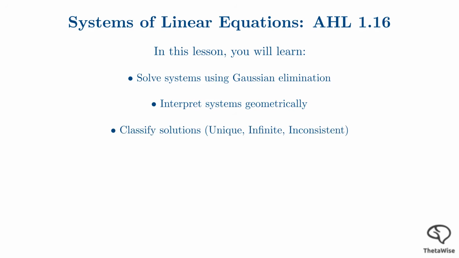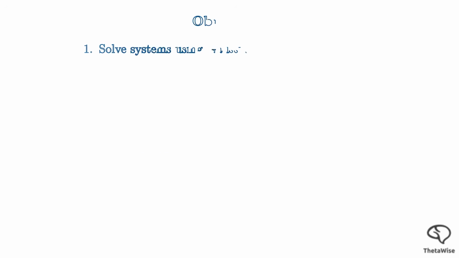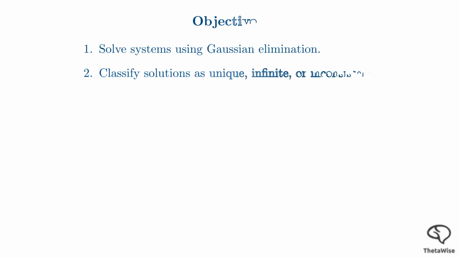This topic is a staple of Paper 1 and Paper 2 examinations. It is important because it bridges the gap between pure algebra and three-dimensional geometry, often appearing in long-form questions where you must determine the nature of the intersection between three planes. Our goal is to ensure you can confidently navigate these matrices to achieve full marks.